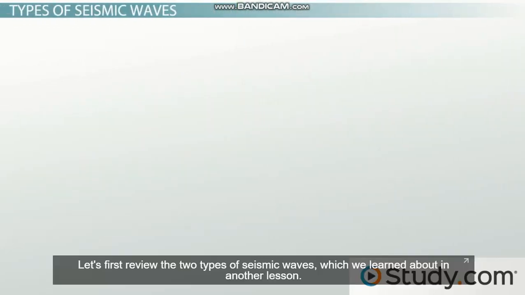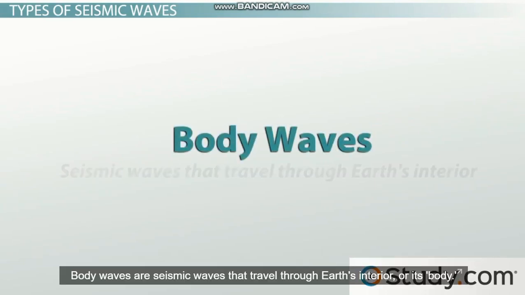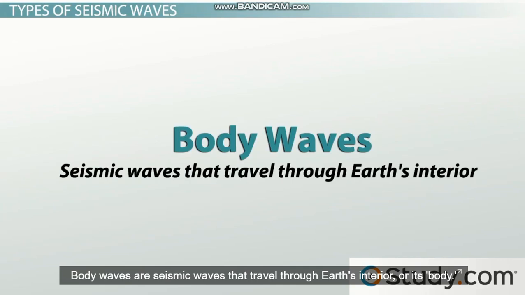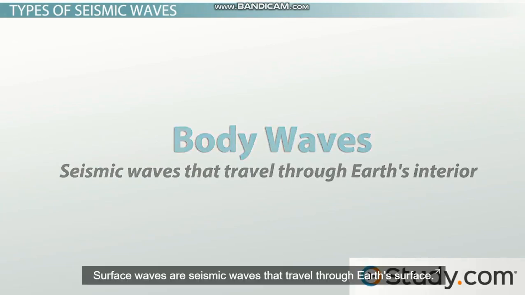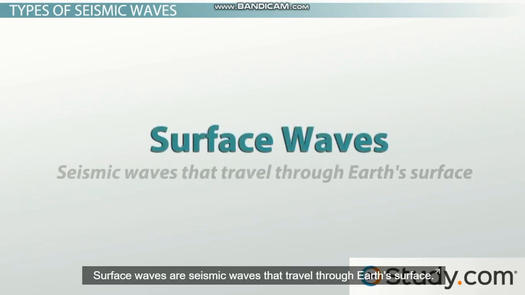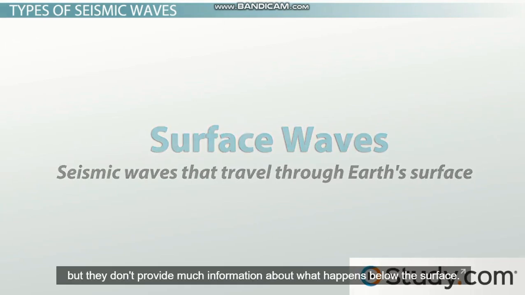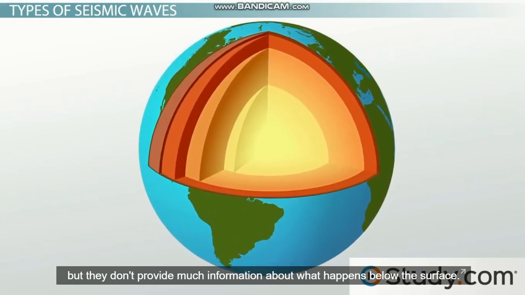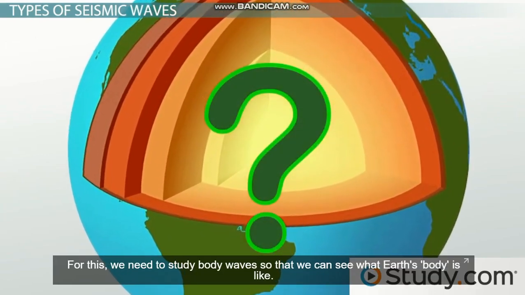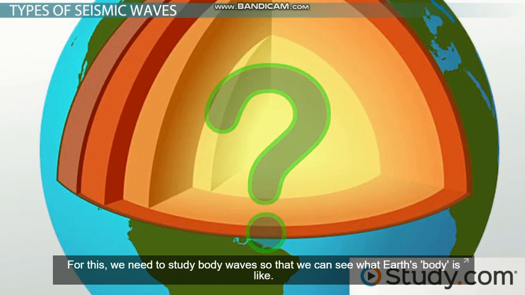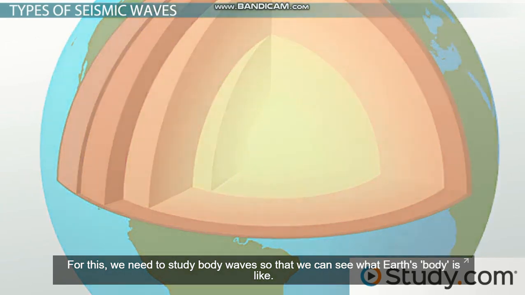Let's first review the two types of seismic waves, which we learned about in another lesson. Body waves are seismic waves that travel through Earth's interior or its body. Surface waves are seismic waves that travel through Earth's surface. Makes sense, right? Surface waves are important, but they don't provide much information about what happens below the surface. For this, we need to study body waves so that we can see what Earth's body is like.